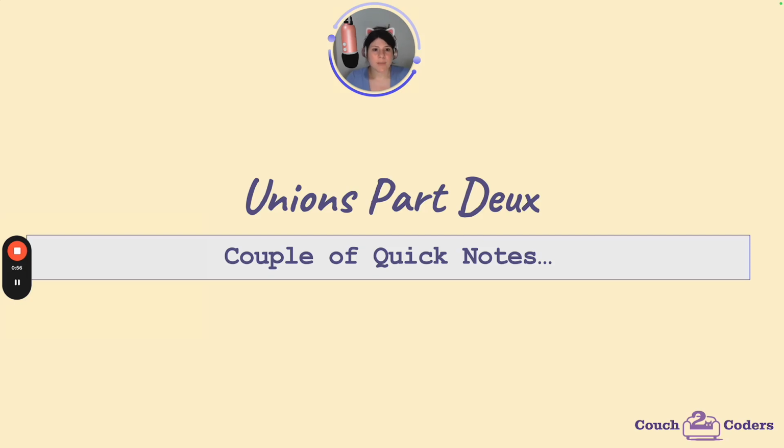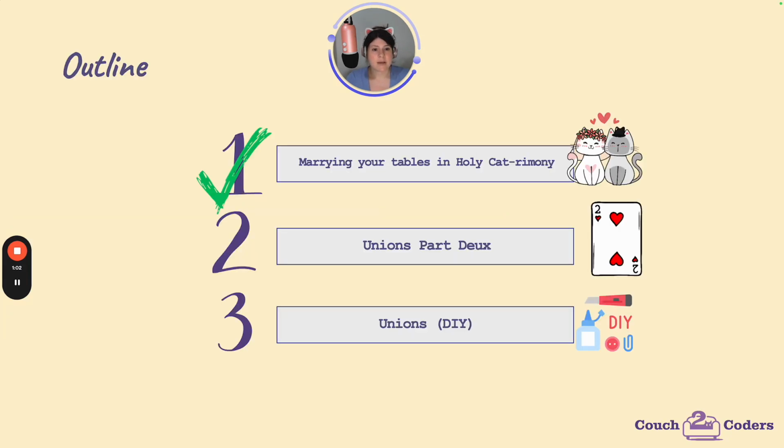Before I let you work on a practice problem on your own, I wanted to go over a couple of quick notes on unions. Keeping track of our outline, we've already completed mirroring your tables in Holy Catrimony, and now we are on unions part 2, or part Deux.